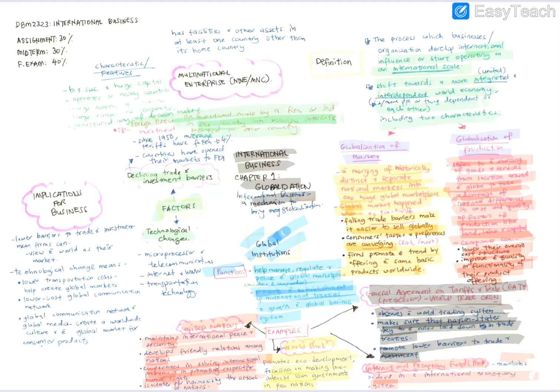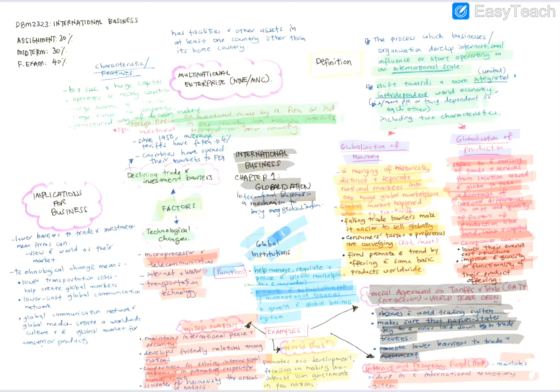Then we have technology change. Technology change includes the microprocessor, telecommunications, the internet and the World Wide Web, and also transportation technology. So if you look at globalization nowadays, it is changing together with the technology. Before, the technology was different; now it's different. That's why I told you it's really easy now, especially when you have the internet platform, right? You can easily make your company global.